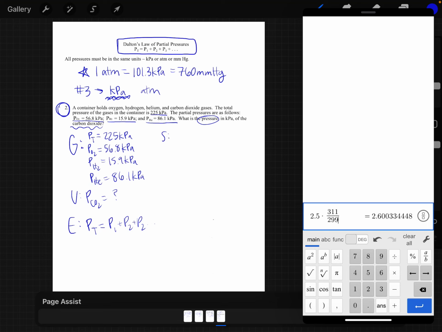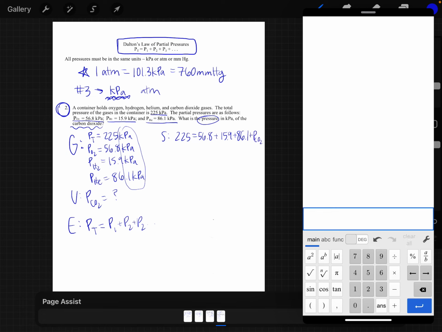So when we substitute this, we're going to say, okay, P total was 225. I'm going to double check and make sure that everybody's in the same unit. Yes, they are. So I don't need to really worry about that right now. If one of them would have been different, I would have done a quick conversion to get to the same unit as everybody else. But in this case, I'm not dealing with it. So 225 equals 56.8 plus, who else was there? 15.9 plus 86.1 plus my partial pressure of CO2.